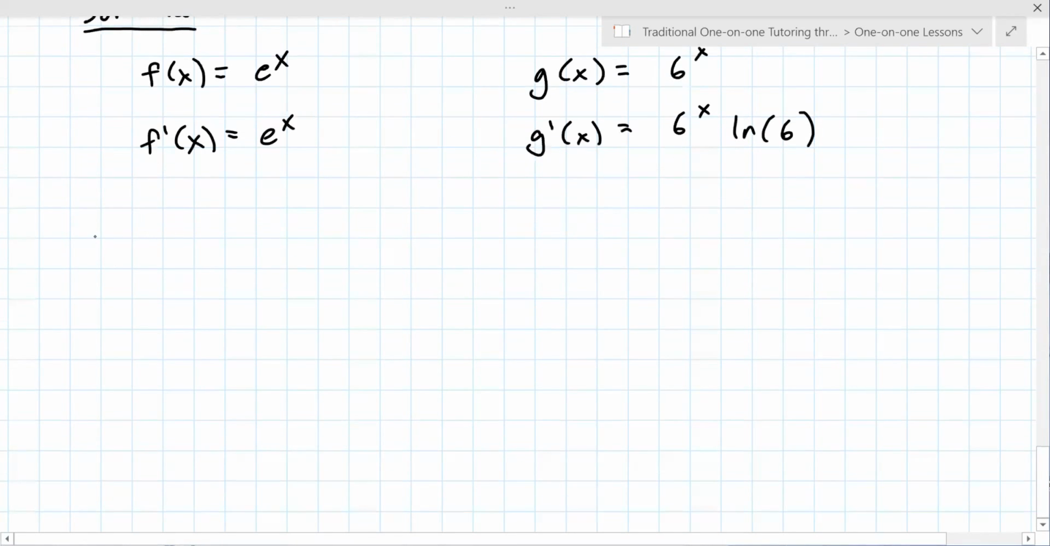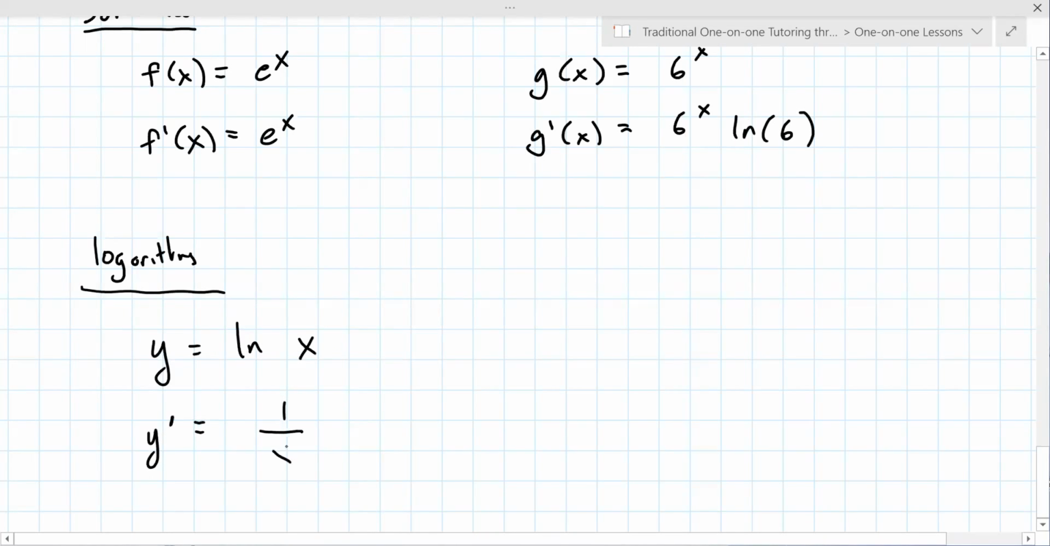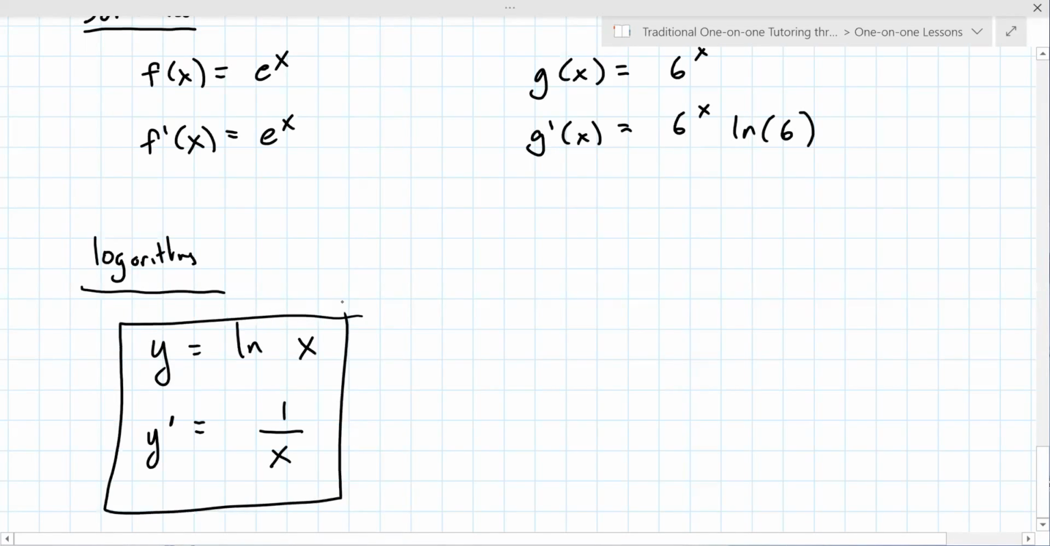Now we're going to look at logarithms. Let's say y equals natural log of x. The derivative is 1 over x. And this is a rule. This is just one of those things that you've got to remember.